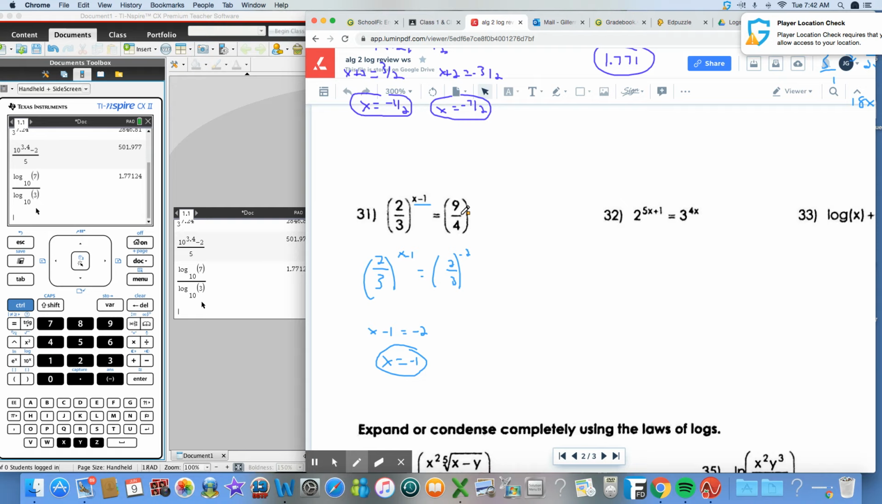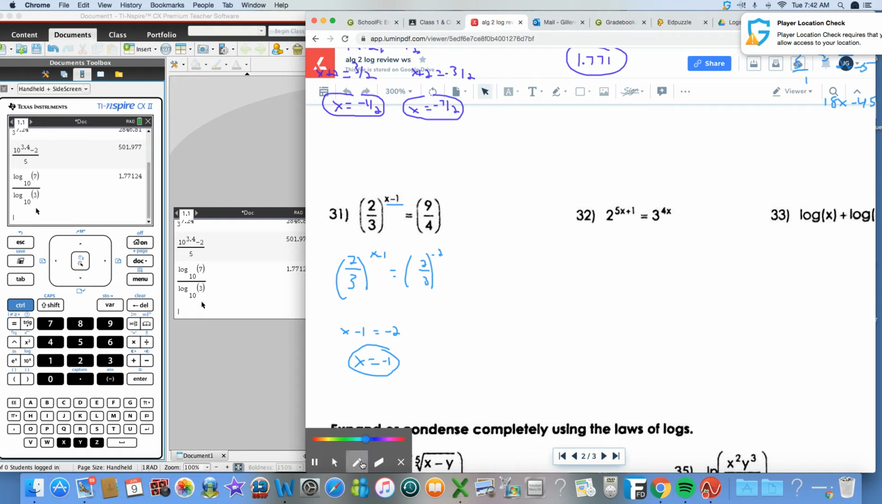All right. 32. Here's another exponential. Bases are 2 and 3. You can't make them the same. So you have to add a log to both sides. So we're going to do log of 2 to the 5x plus 1 equals log 3 to the 4x.